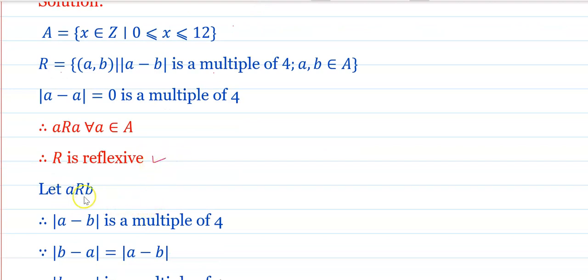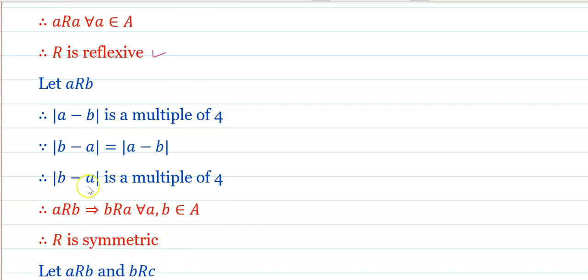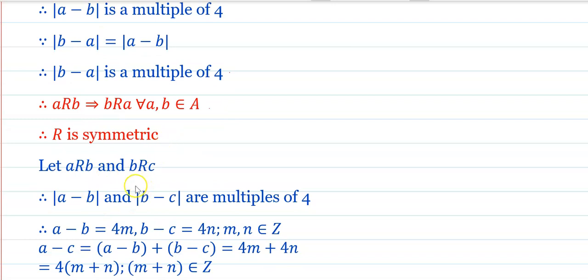Next, aRb, a minus b is a multiple of 4, can be written as mod of b minus a is equal to mod of a minus b. Therefore, b minus a is also a multiple of 4. And therefore, aRb implies bRa for every a, b belongs to capital A. R is symmetric.